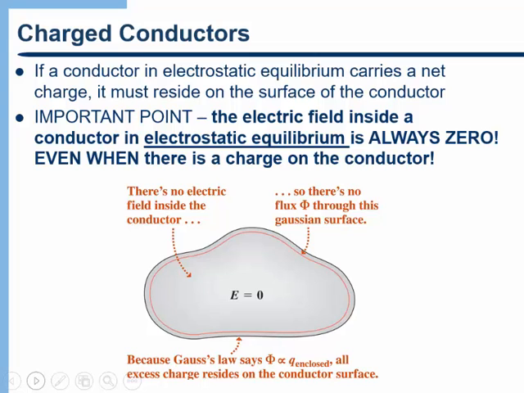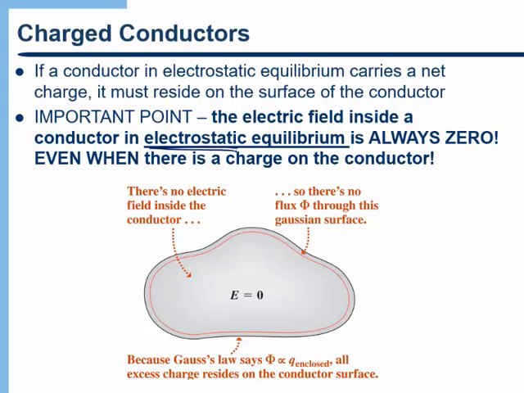Let's now look at charged conductors. So let's say we take a conductor and we put a net charge on it. So it's either got more electrons than protons or more protons than electrons. So it's got a net charge on it. Even in the case that we have a charged conductor, the electric field inside the conductor in electrostatic equilibrium is always zero. That's important. And again, we're only looking at the static case here.